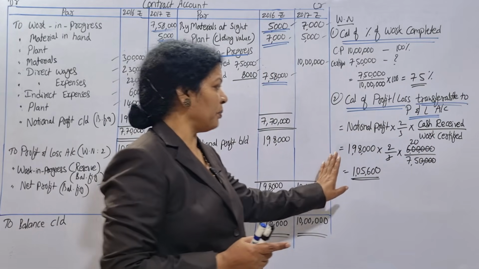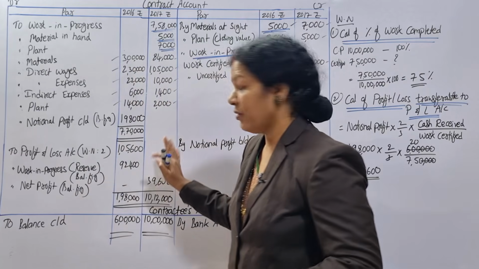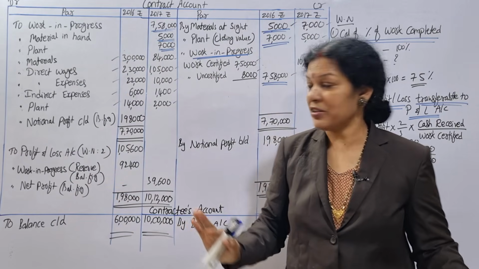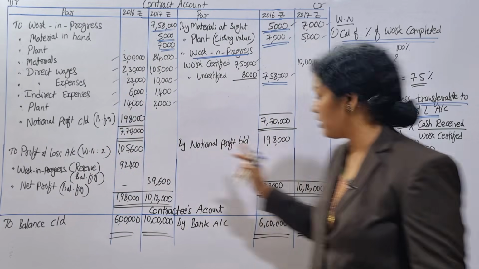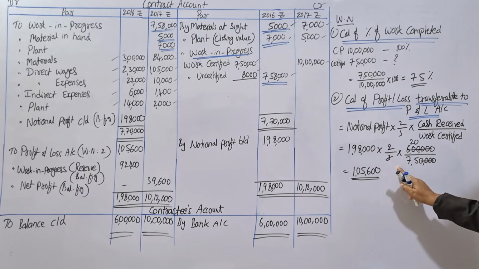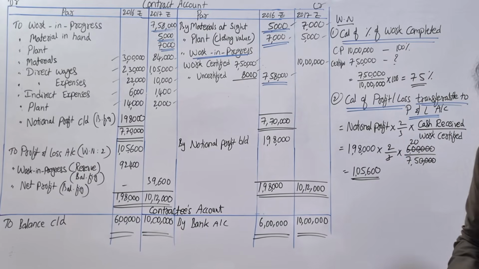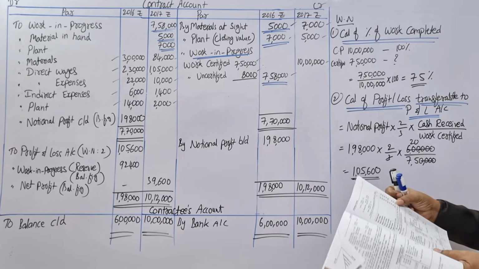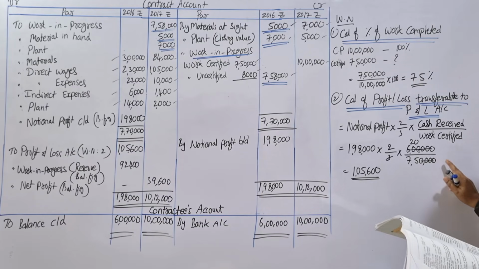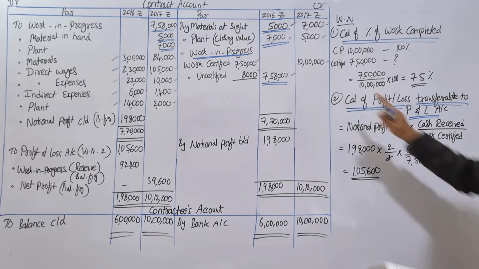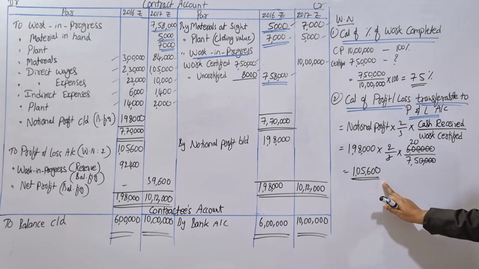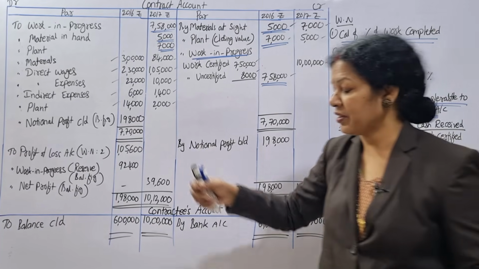So as per this formula, we are preparing this only for the first year, second year not required. For the first year, notional profit is 1,98,000. 1,98,000 into 2/3 and cash received. In the problem it is given, cash received, last point, 6 lakh. So 6 lakh divided by work certified, 7,50,000. So you got 1,05,600. 1,05,600 is written here.